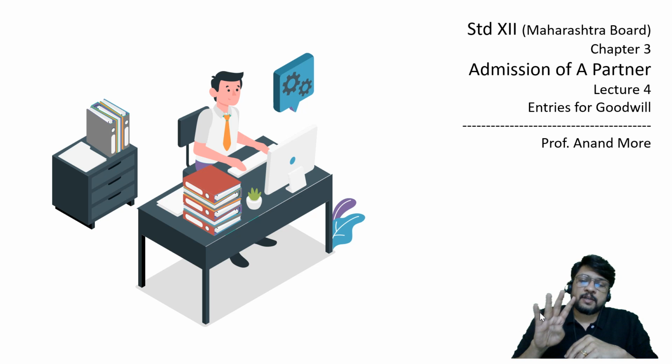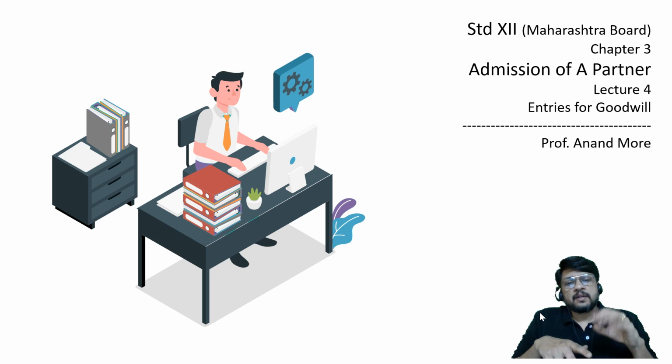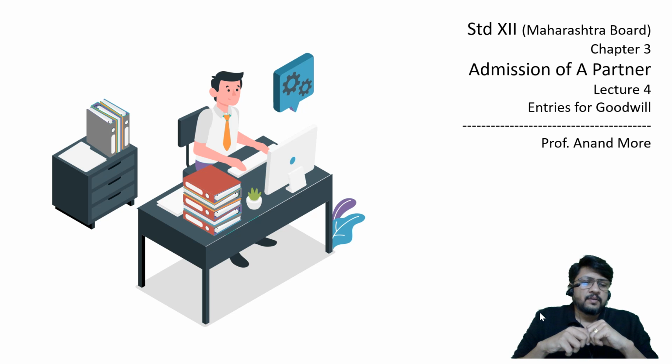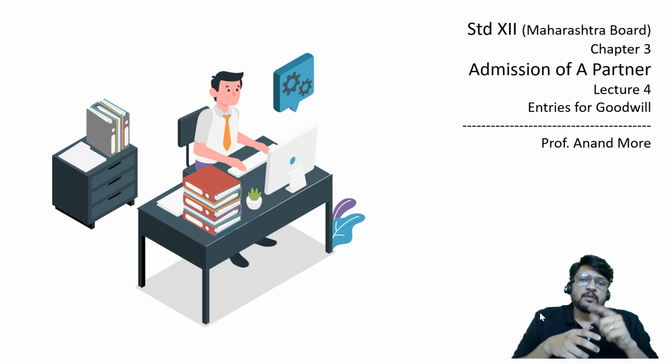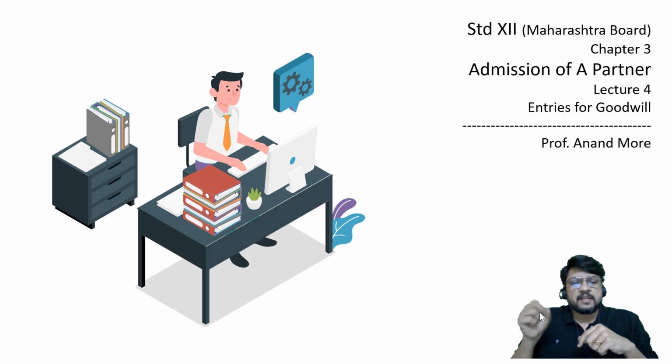In that, the fourth step was treatment of goodwill. And when it comes to treatment of goodwill, we have considered there are 3 points. The first point was what is the value, second point was what is the ratio, and third point was what are the entries to be passed for accounting for goodwill. Value can be either firm's goodwill or the new partner's share. Ratio can be either sacrifice ratio or old ratio or new ratio.